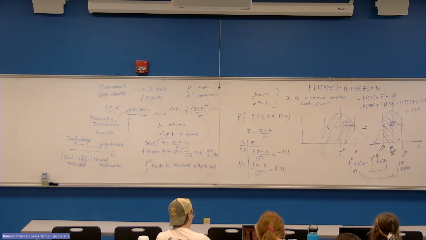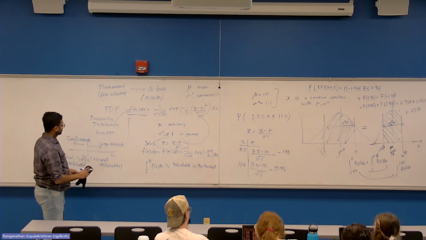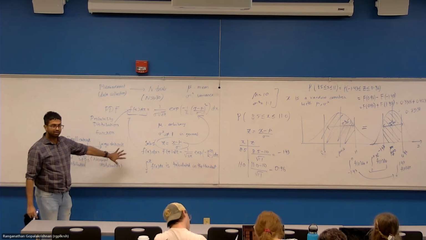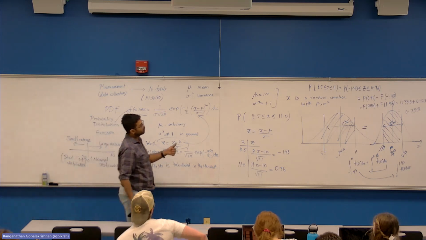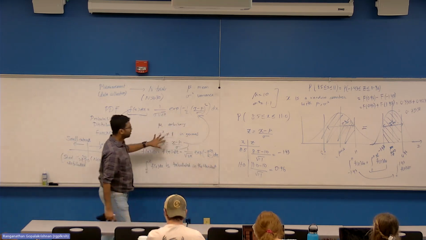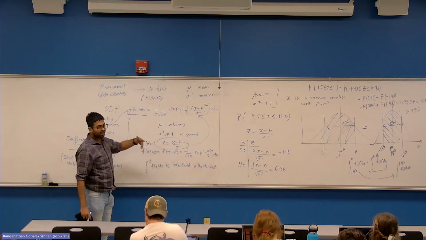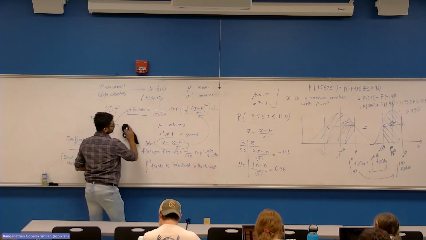Still recapping, not getting into new content yet. One more concept we saw: are we good so far? Calculating probabilities for the standard normal distribution and for any general normal distribution. Mu and sigma squared are any values, not just 0 and 1.